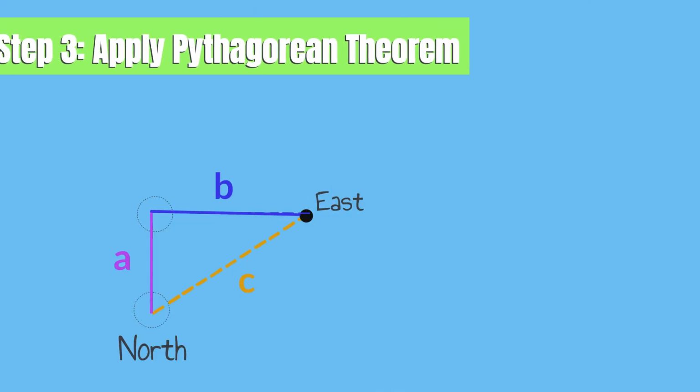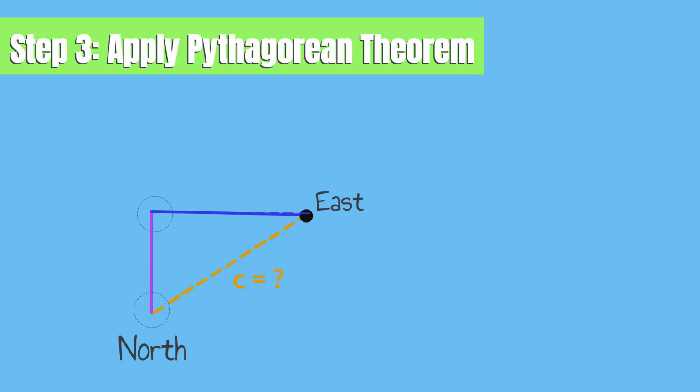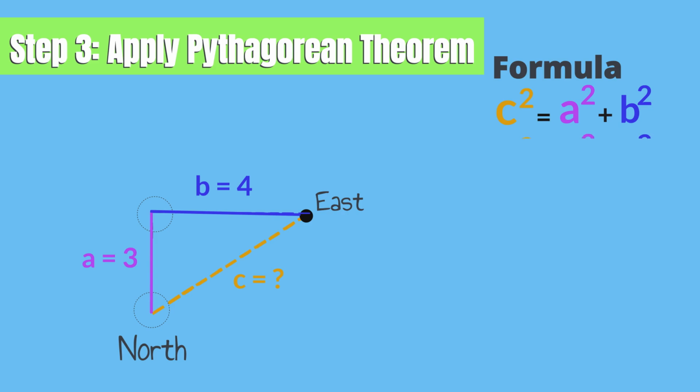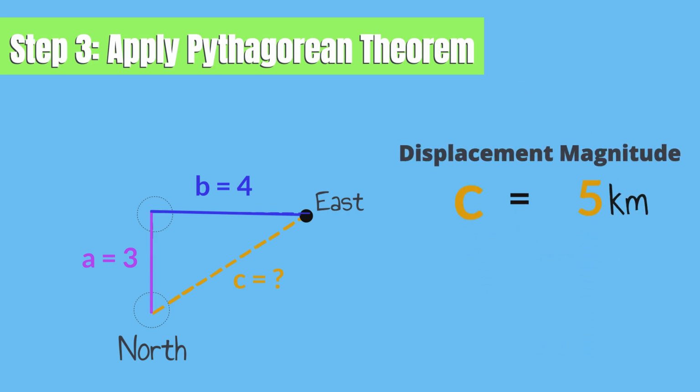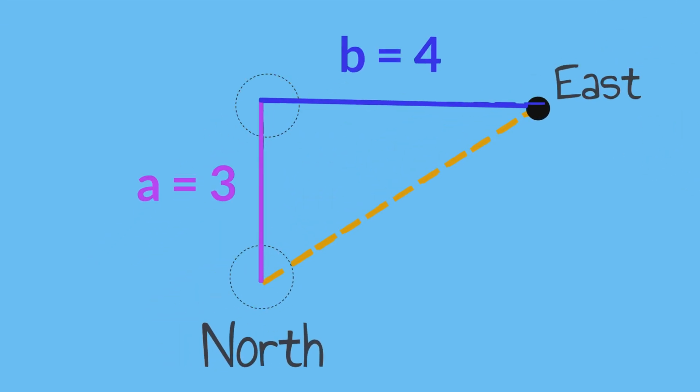Step 3. Apply the Pythagorean theorem. Now plug in the numbers. You walk 3 kilometers north, a equals 3, and 4 kilometers east, b equals 4. Using the formula, c squared equals 3 squared plus 4 squared. C squared equals 9 plus 16. C squared equals 25. Now take the square root of both sides to find c. C equals the square root of 25, which equals 5. So your displacement magnitude is 5 kilometers. This means the straight line distance between where you started and where you are now is 5 kilometers.